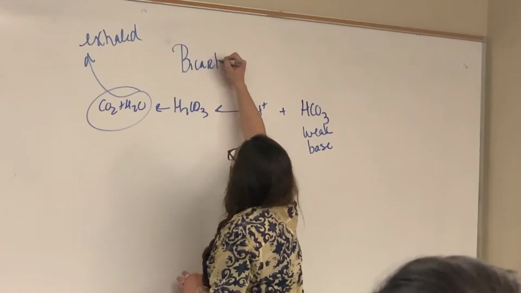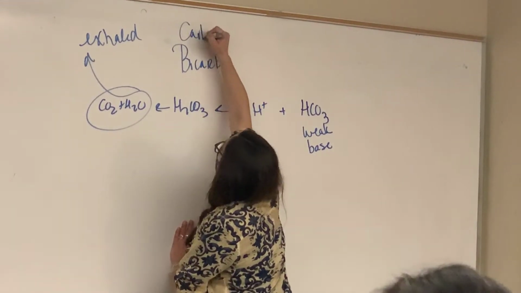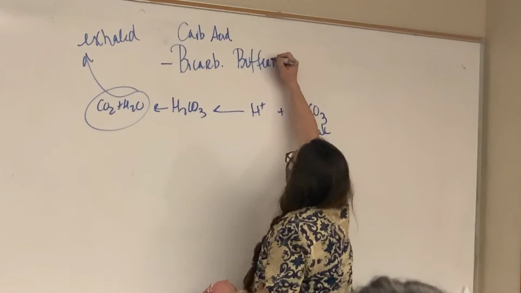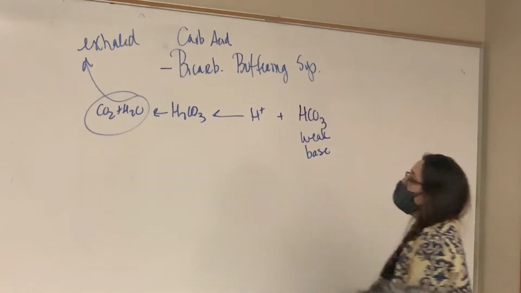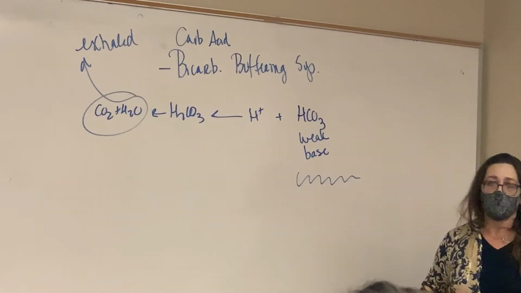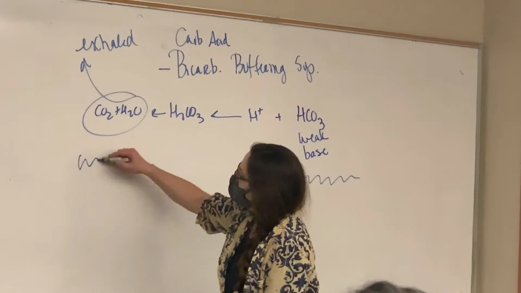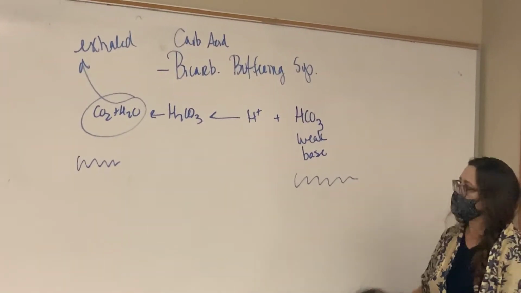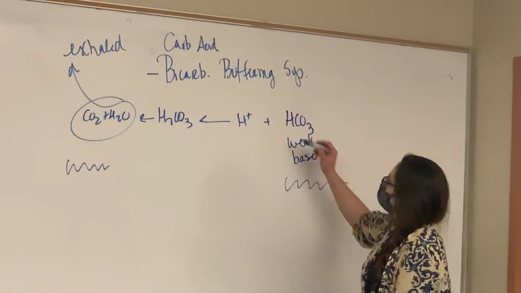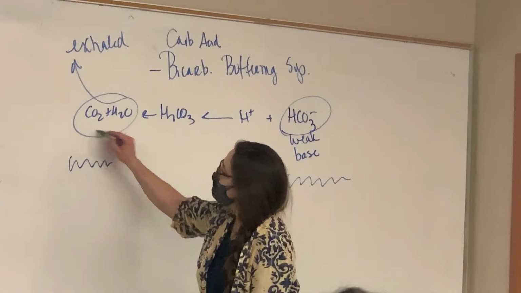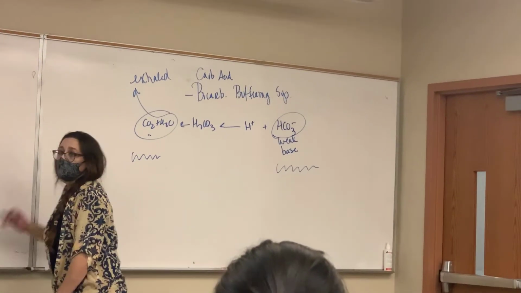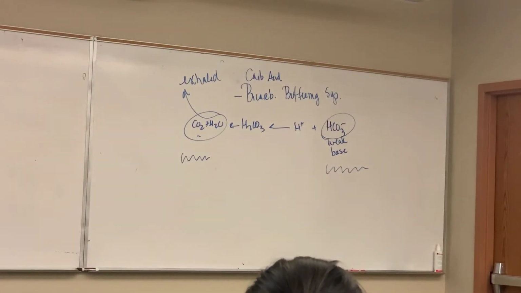Bicarbonate, carbonic acid, bicarbonate buffering system. You can't use this as your buffering system if the reason your pH is too high or too low has to do with too many or too few bicarbs or too many or too few CO2 levels. Okay, you can't use this as a buffering system if the reason you're in that situation is because of this being too high or too low, or that being too high or too low. So in respiratory acidosis, this buffering system cannot help us, but the others will.